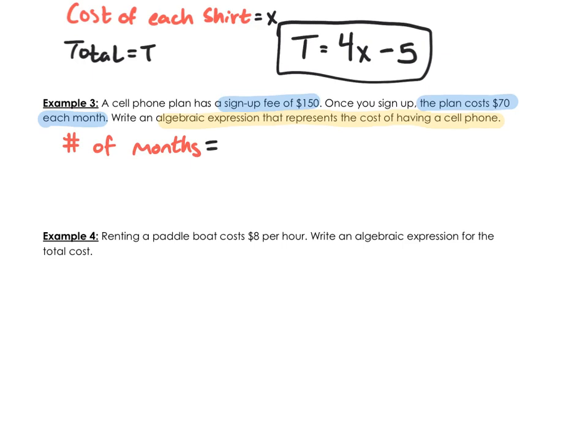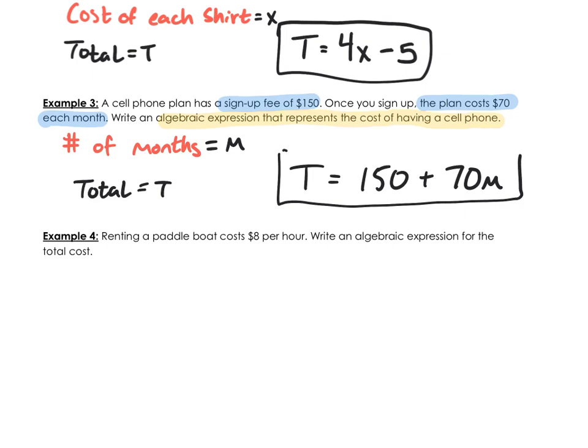So I like to call that M because it's months, right? And we are looking again for our total, which we will call T. So as we write our expression, we know our total is going to equal... well, what was the initial startup fee? $150. And then we know that it costs $70, but do we know the number of months? So it's 70M. So what that represents is your total will be $150 for your startup, and then it is $70 per month. Okay?